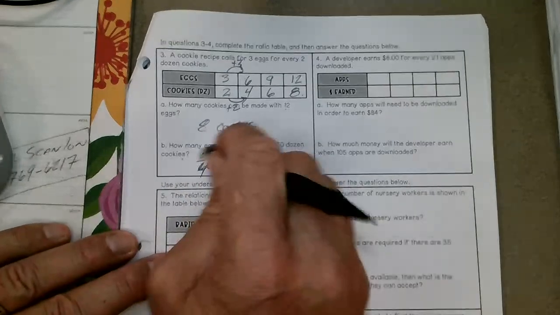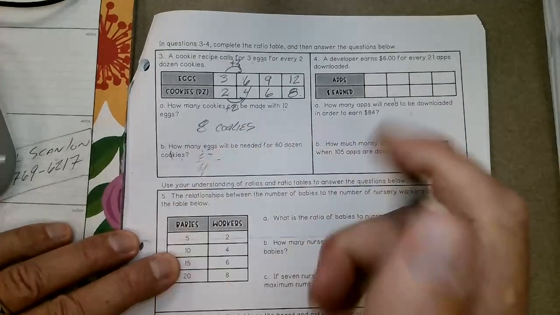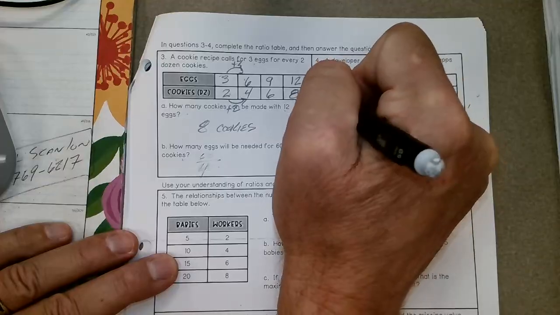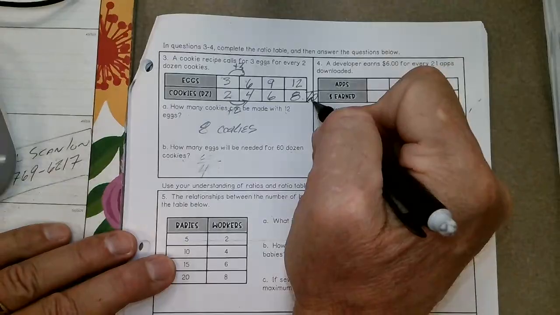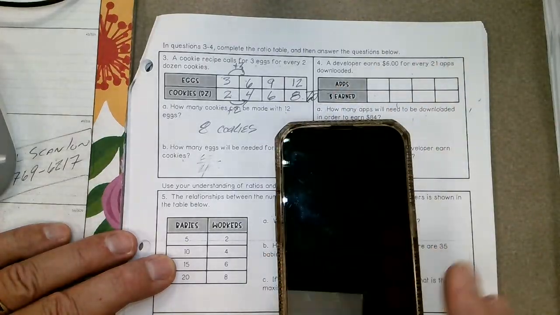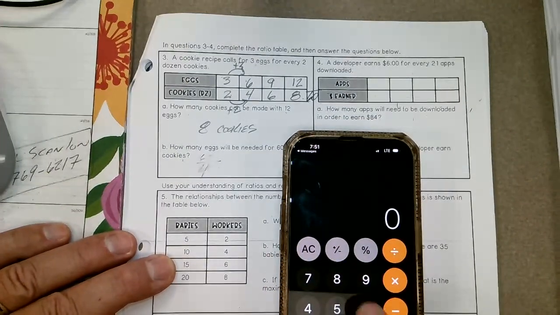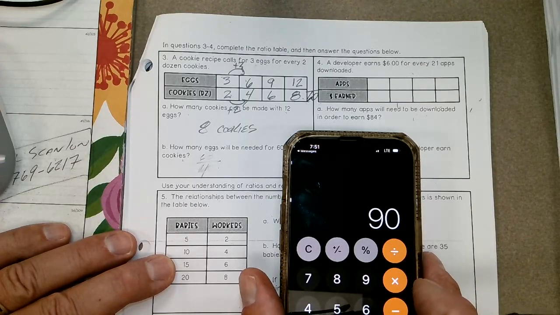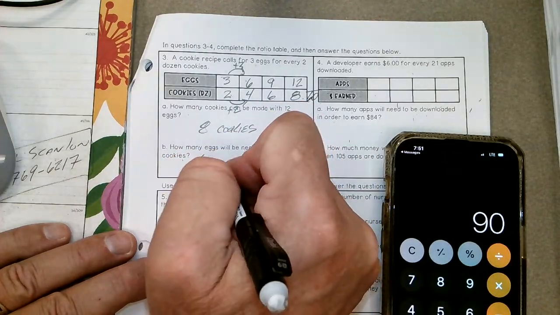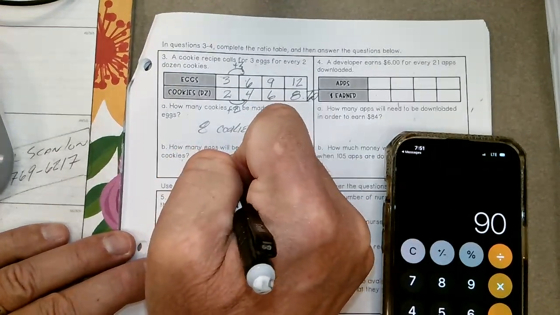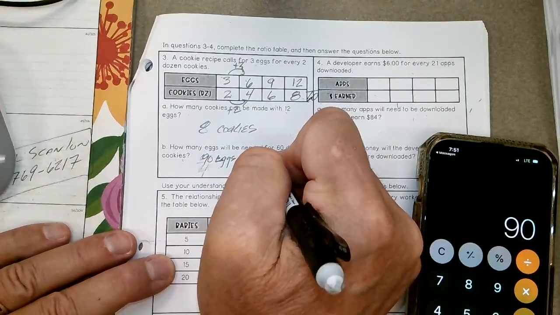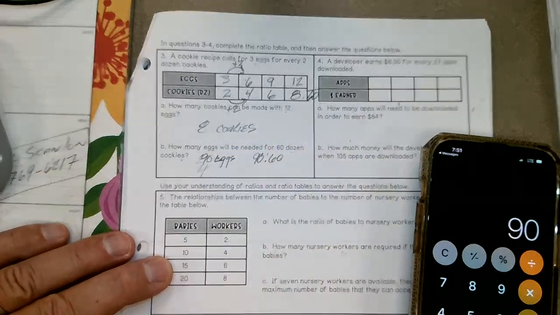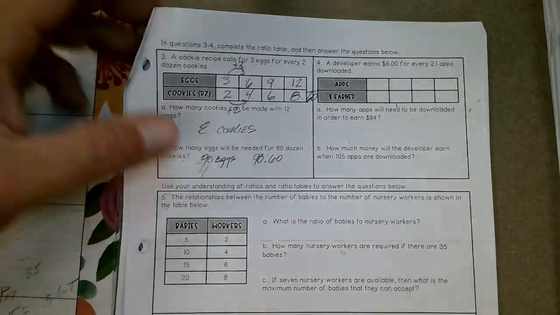And I read it wrong. Let's start over here again. I'm making all kinds of mistakes here, all right? So we want 60 here, and how many eggs will be needed there? So we need to work backwards here, right? Instead of dividing, I'm going to take 60 and multiply it by 1.5, and I'm going to get 90 eggs. So I'm going to need 90 eggs, okay? All right, and that ratio would be 90 to 60. 90 to 60.